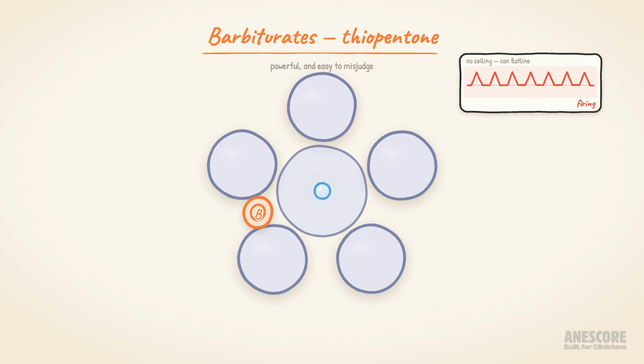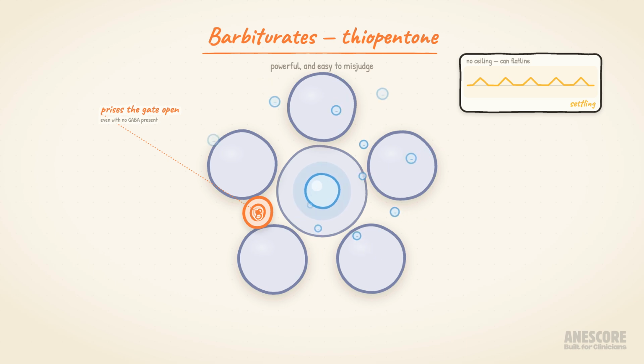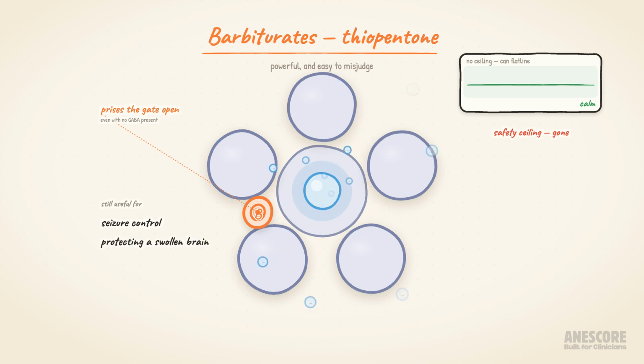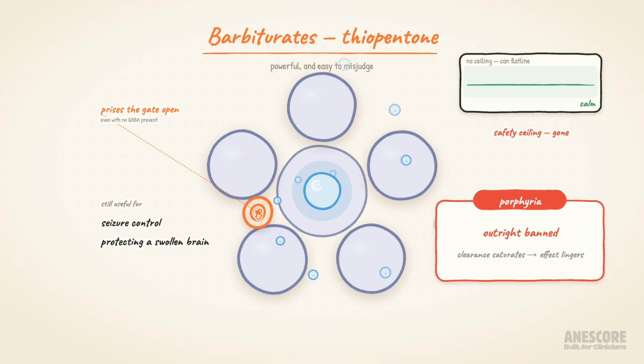Before propofol, induction belonged to the barbiturates, thiopentone above all. Remember the lever: barbiturates hold each gate open longer, but at high doses they do something frightening. They prise the gate open even with no GABA present at all. That removes the safety ceiling, so an overdose can shut the brain right down. They still have uses, controlling seizures and protecting a swollen brain by quietening it, but they're unforgiving. Their clearance saturates so the effect lingers, and in anyone with porphyria they're outright banned. Powerful and easy to misjudge.